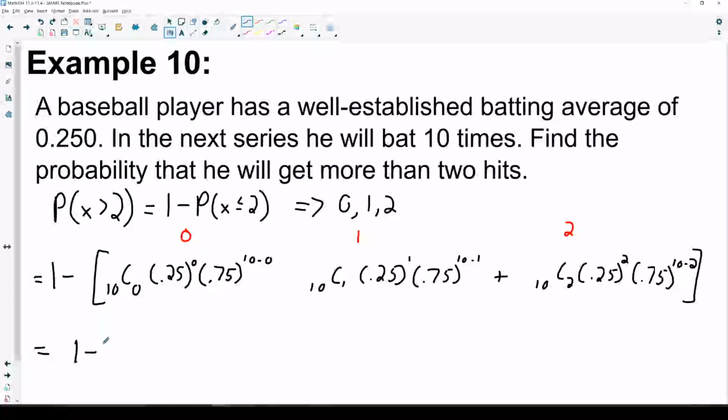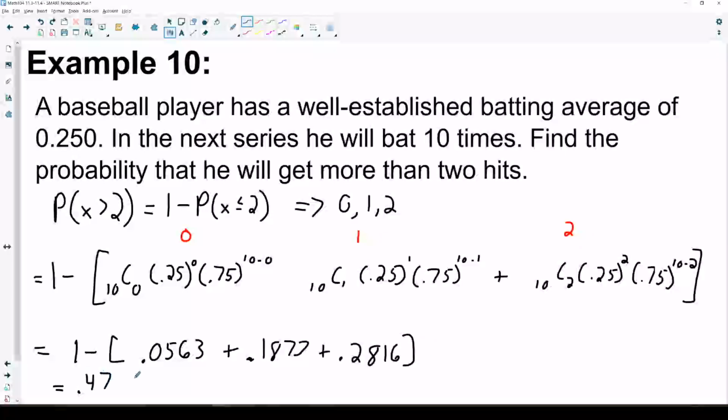So, again, if we use a little bit of calculator magic here, chances of getting a 0 when you plug it in are 0.0563. Chances of getting just 1 are 0.1877. A little bigger so you can see it. And the possibility of getting 2 is 0.2816. Add them all up and subtract. We get a chance of getting more than 2 hits of 0.474.